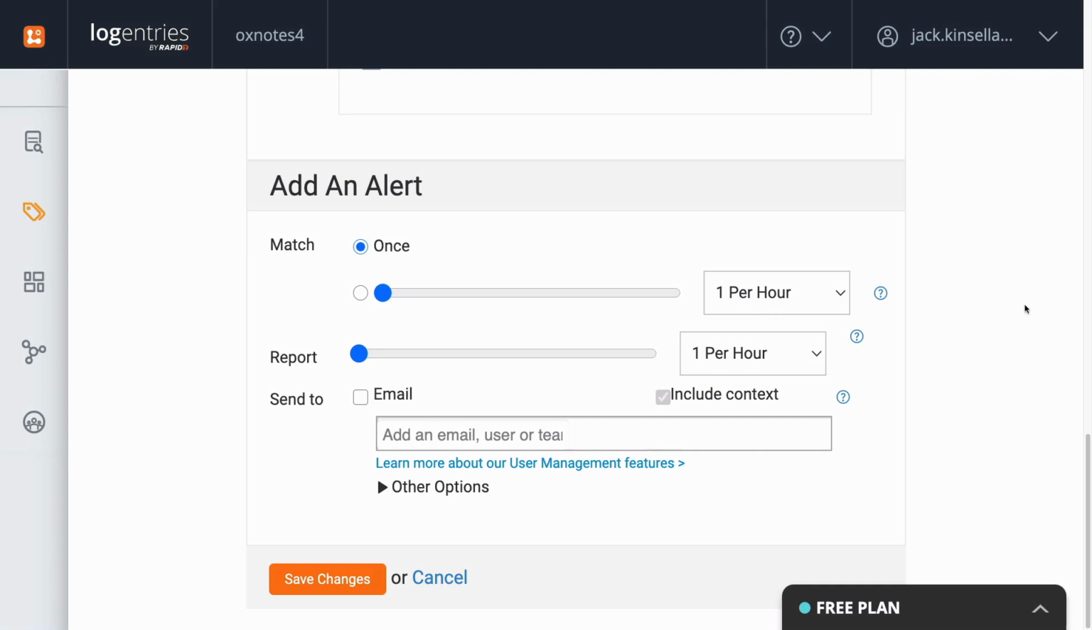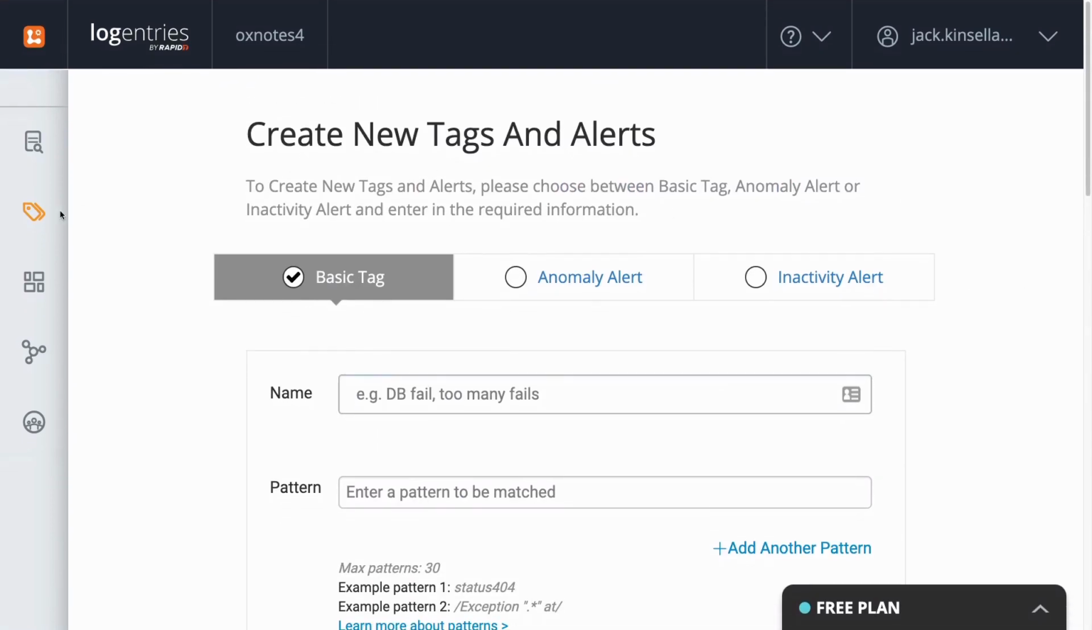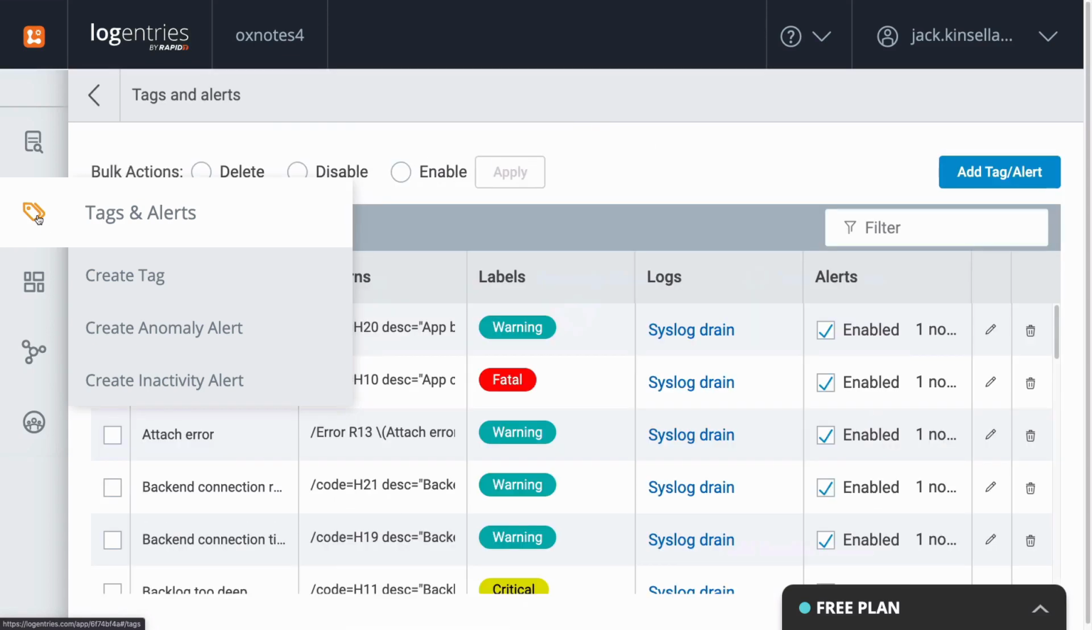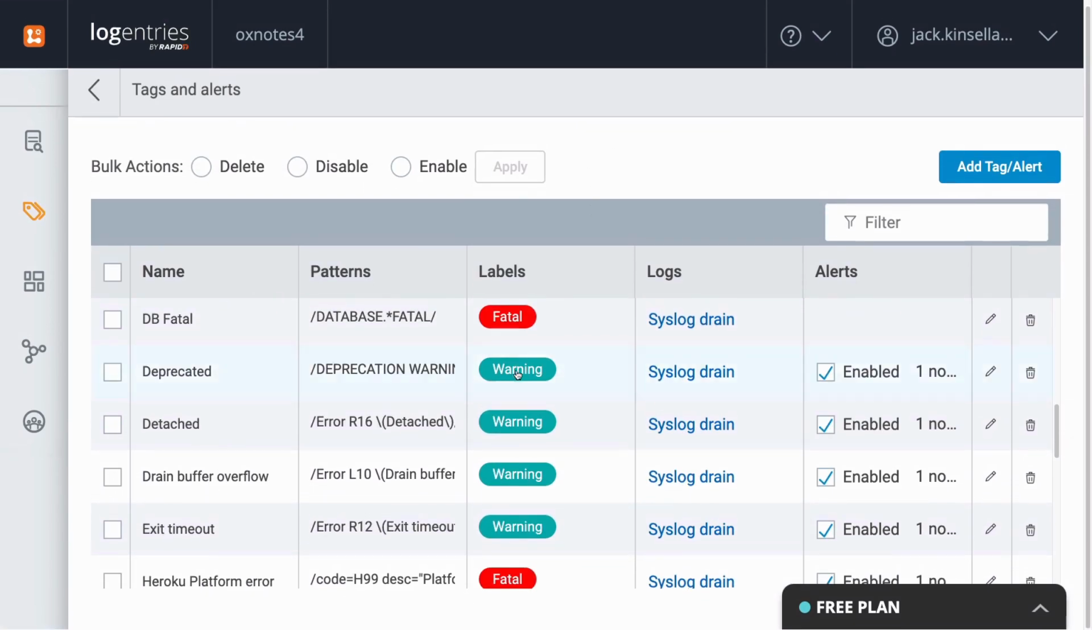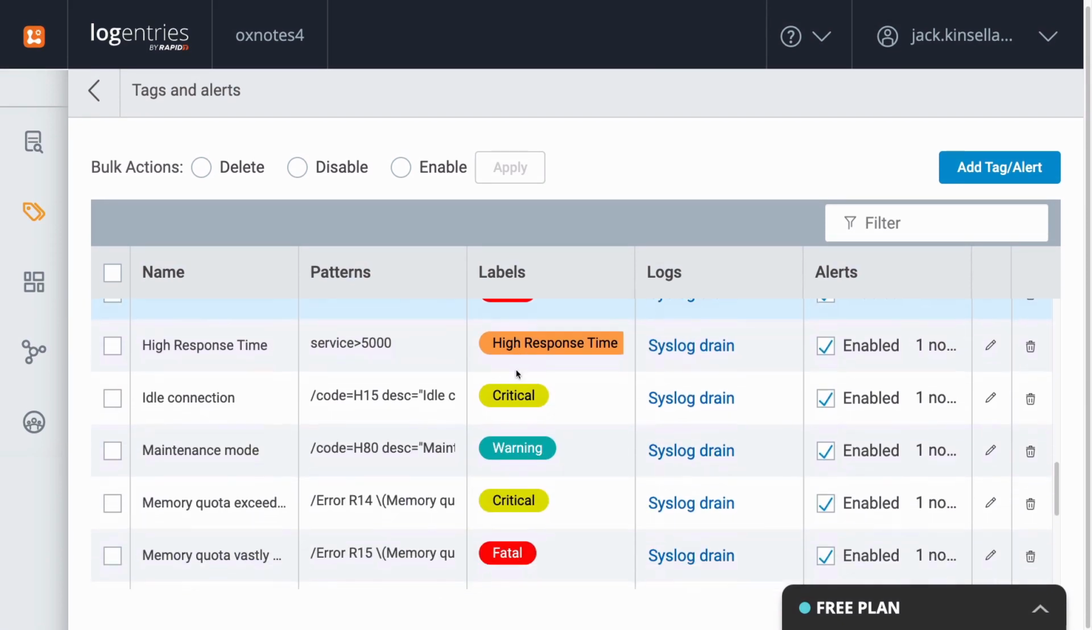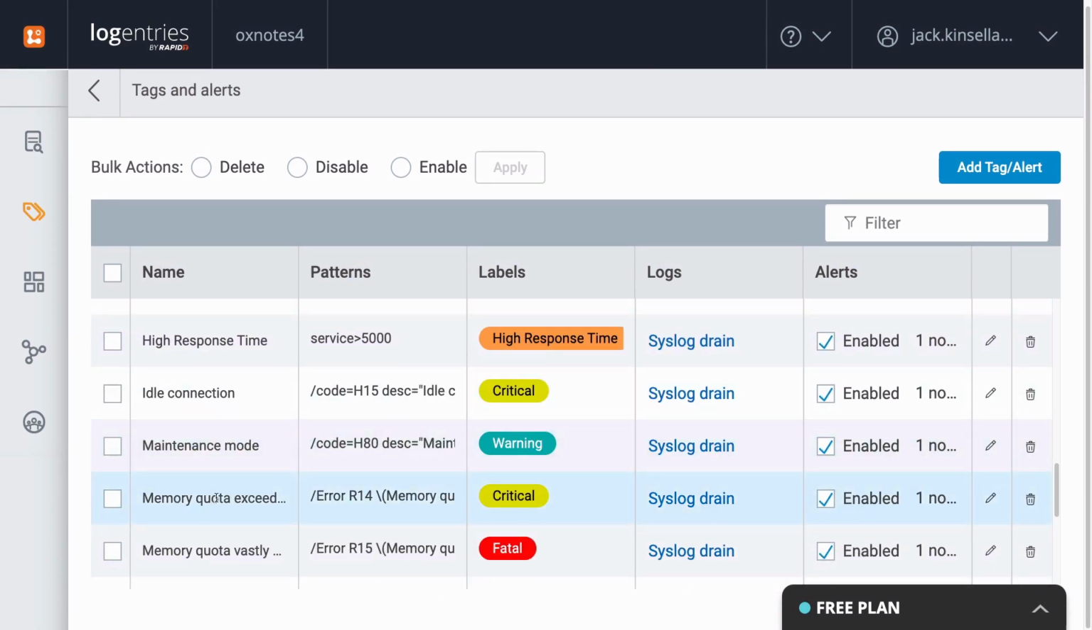I do, however, have tags and alerts for other kinds of things that are more important to me. You can see them all here. And the most important one by far for me is when my memory quota is exceeded, when I'm out of RAM. This is a very common issue whenever you're running a web server. This brings me on to my next point.